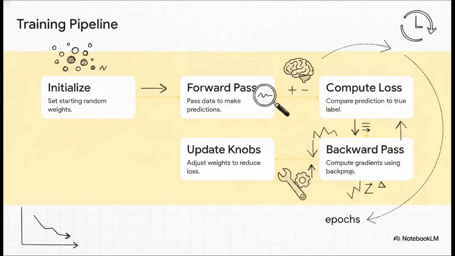Let's break this highly complex math into a super digestible sequence. This is the full pipeline of how a deep neural network actually gets trained over many cycles or epochs. First, it initializes with completely random weights. Then, it makes a forward pass to just guess an answer. Next, it computes the loss to see just how wrong that guess was. After that, it does a backward pass, that's the backpropagation, to calculate the required adjustments. And finally, it updates its parameters. It just repeats this loop millions of times until those predictions become incredibly accurate.